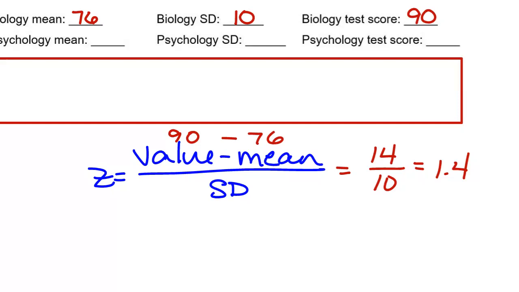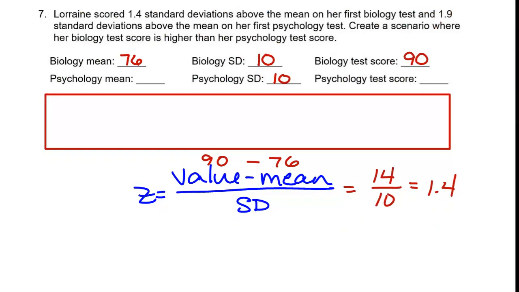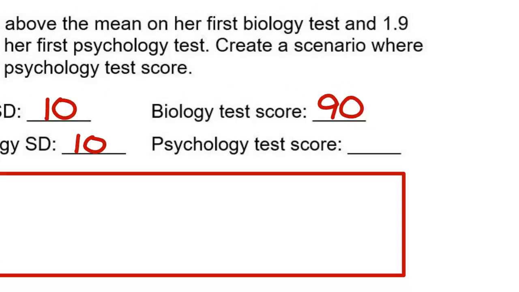Psychology now. Do you guys want to keep the standard deviation at 10 or change it? Keep it at 10? Sounds good. Now remember, she did better on the psychology test than she did, oh wait, sorry, biology test is higher than psychology test. My bad, I'm reading it backwards. So give me something that her psychology test score could be. A 60? Oh, 64? All right, let's do 64.